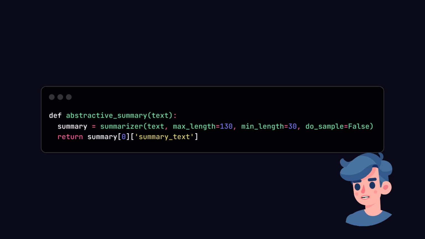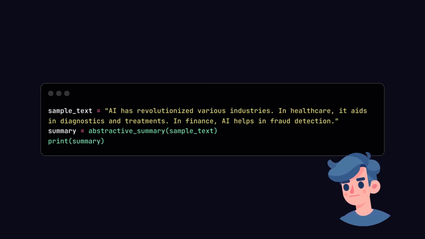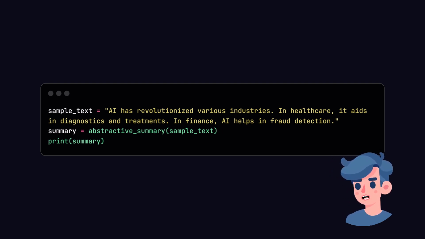Let's create a function for our abstractive summarization. This function will take the input text and return the summary generated by the BART model. Here's the code to accomplish this. Let's also test this function with the same sample text we used previously. It's important to see how different methods yield different outputs. Here's the code to input the sample text into our new summary function.